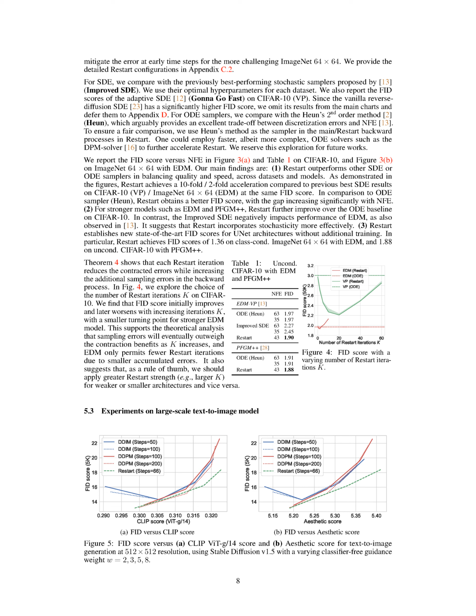The theorem demonstrates that each restart iteration lessens the contracted errors while increasing the additional sampling errors in the backward process. We investigated the number of restart iterations K on CIFAR10 and discovered that the FID score initially improves and later deteriorates with increasing iterations K. This supports the theoretical analysis that sampling errors will ultimately outweigh the benefits of contraction as K increases. Thus, for weaker or smaller architectures, we should apply greater restart strength, i.e., larger K, and the opposite for larger or stronger ones.